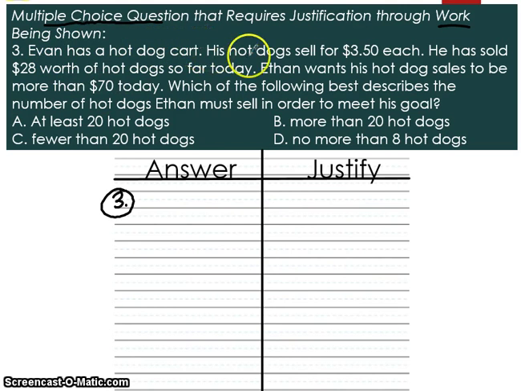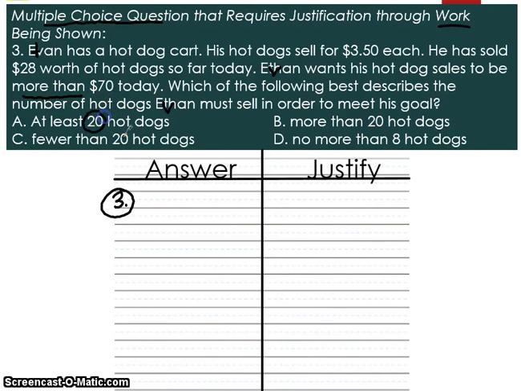Evan has a hot dog cart. His hot dogs sell for $3.50 each. He has sold $28 worth of hot dogs so far today. Ethan wants his hot dog, I should say Evan. You can change on paper. Evan wants his hot dog sales to be more than $70 today. Notice, more than 70. Which of the following best describes the number of hot dogs? Maybe it's supposed to be Ethan, I don't know. It doesn't matter. Evan must sell in order to meet his goal. Does he have to sell at least 20, more than 20, fewer than 20, or no more than 8?